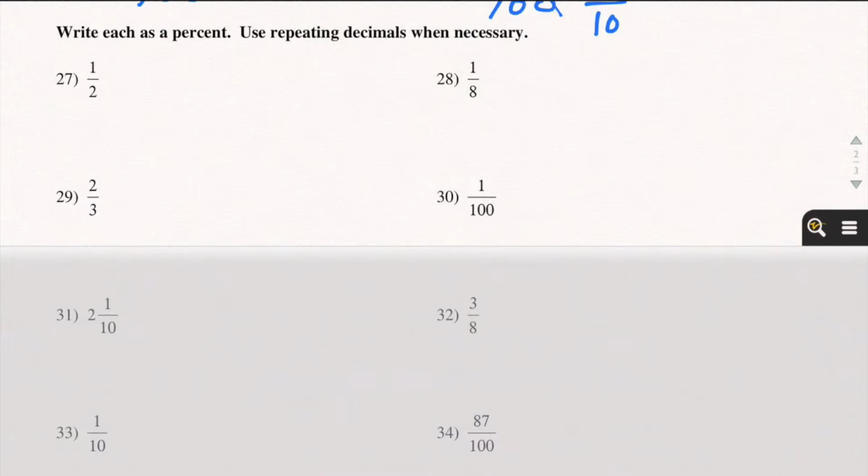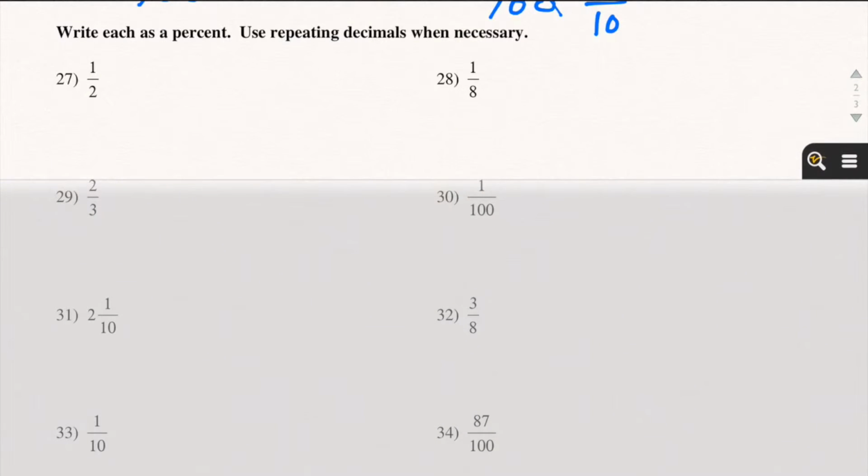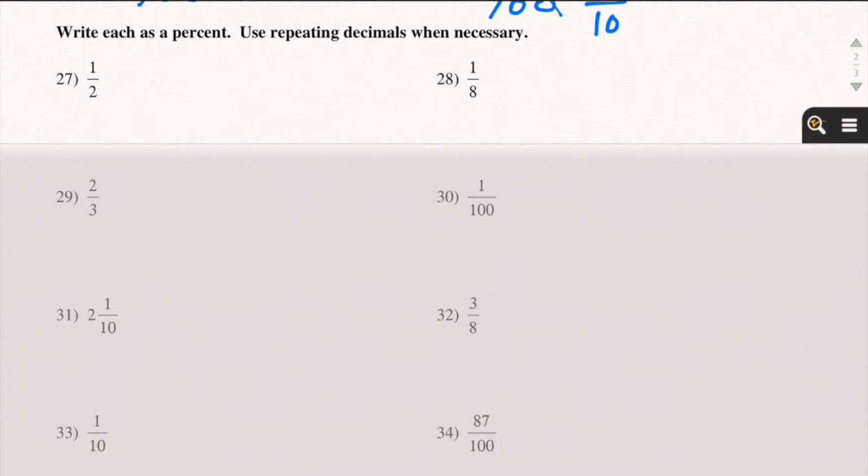Okay, number 27. What we're going to be doing in this is converting these fractions into percents and use repeating decimals when necessary. So for number 27, I'm going to do one method, and then for 28, I'm going to do a different method. And each one works in different situations. If you keep in mind that percent, or when you have that percent sign, it means out of 100, what you can do is, for example, if I had 8 over 100, that would equal 8%, okay? Because 8%, it means 8 out of 100, and when we write it as a fraction, 8 over 100, that means 8 out of 100.